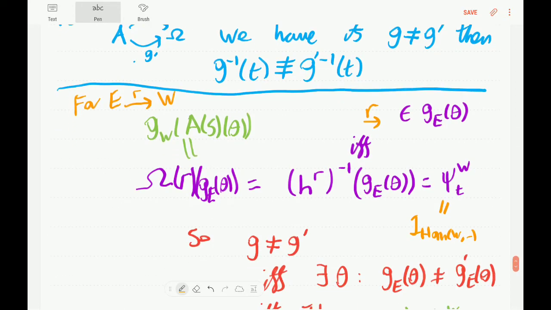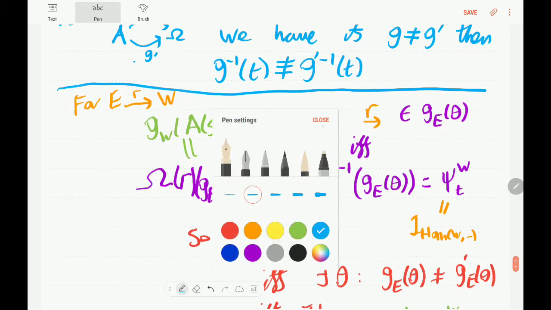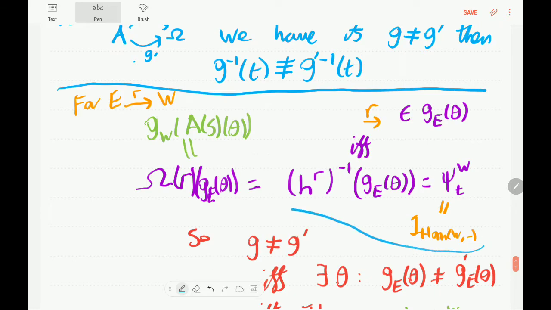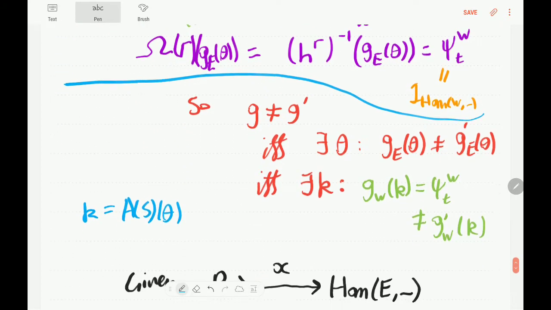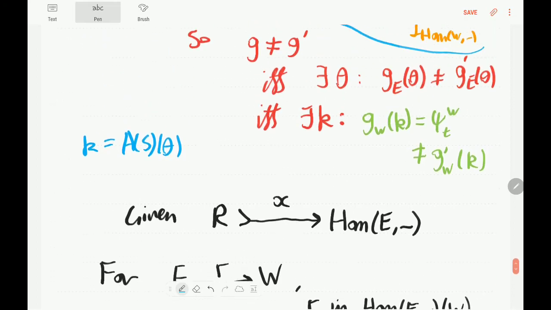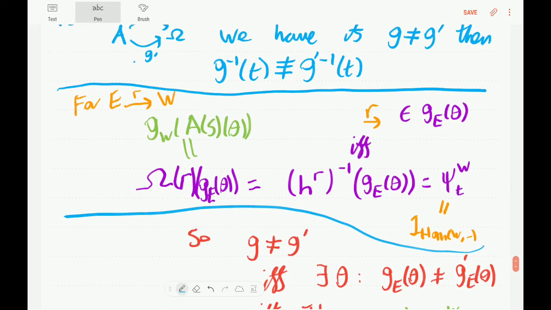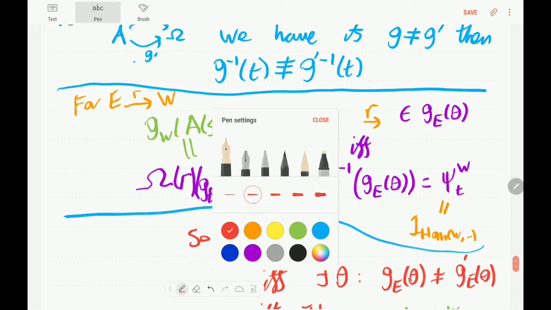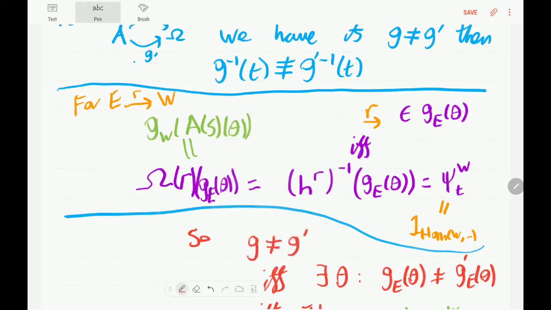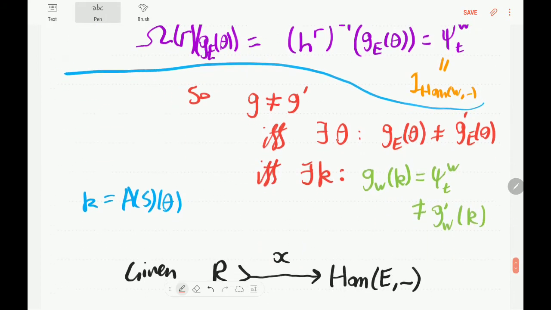So firstly, I ought to establish this. Let's just underline it. So I actually establish it. I write, because the notation gets a bit busy, I denote this G of E of theta as X.